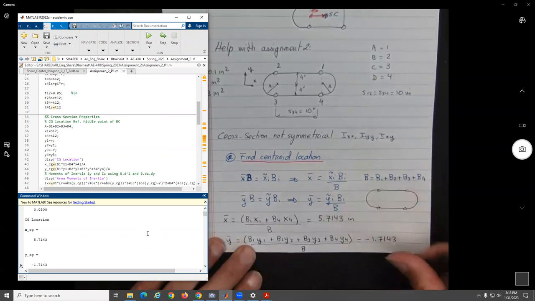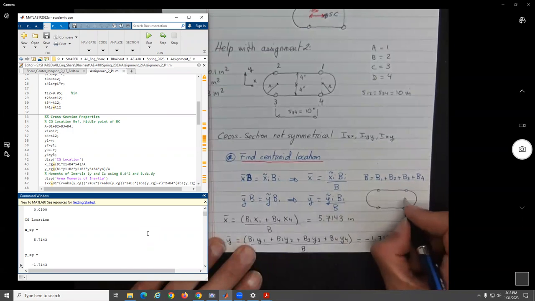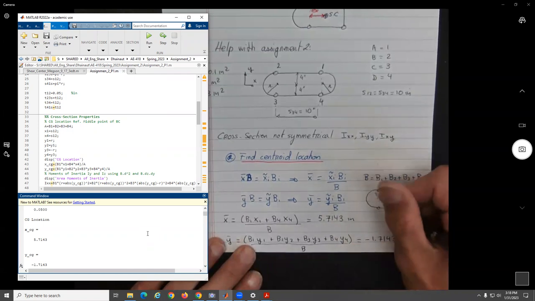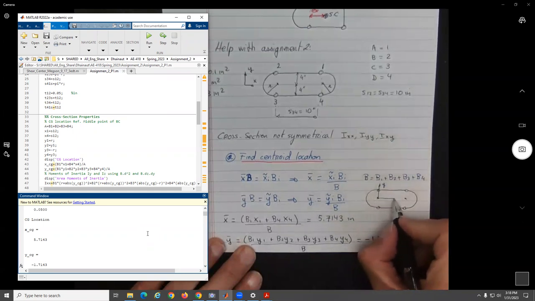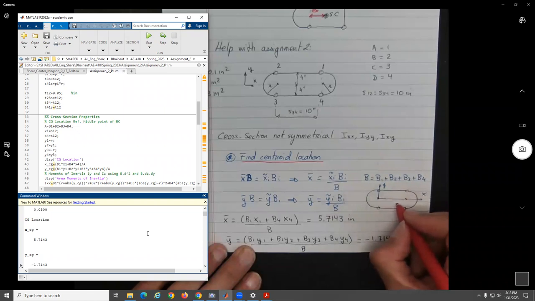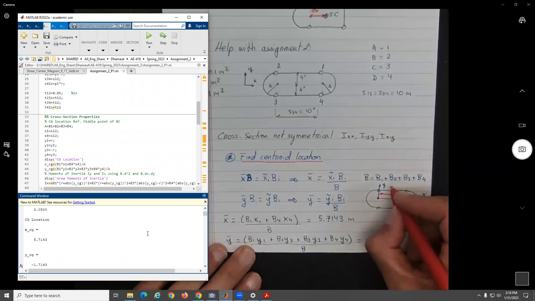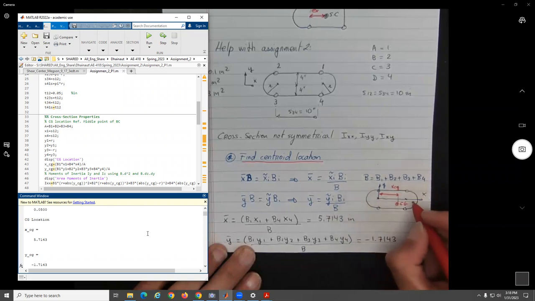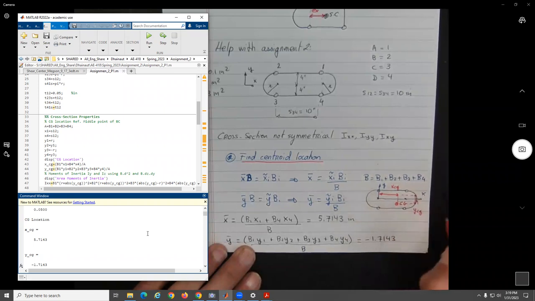The origin here of the corner system is over here. This is Y. This is X. So what does that mean? That the CG will be located somewhere, I'm going to make it not perfect, but let's say it would be somewhere over here, no? Where this will be here, the CG. And that distance over here will be BYCG.